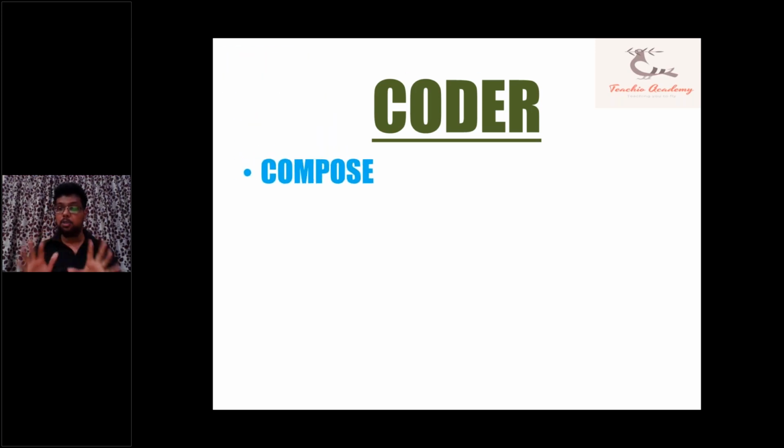compose. You compose your idea. You compose what you are going to write in your brain first. Secondly, organize your idea. You have to know what should come in the first paragraph, in the second paragraph, in the third, and so on. Just organize in your brain whatever you are going to write.